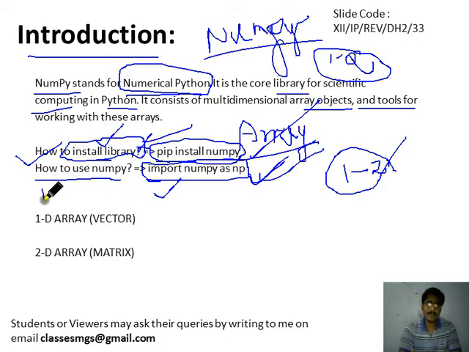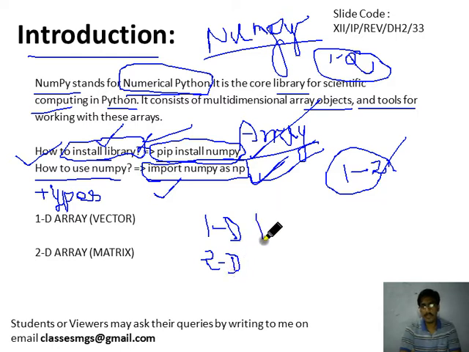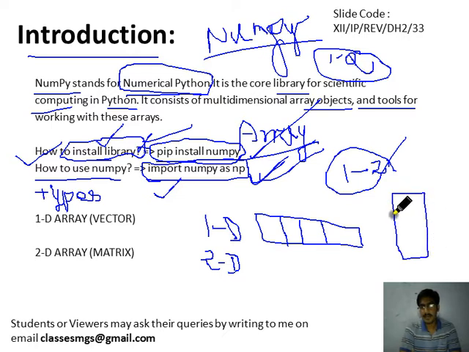Now we will see the types of the Numpy array. So Numpy array basically has two types. One is one dimensional and another is two dimensional. One dimensional means it has only one dimension, like this. It will either have one row and multiple columns, or it might have one column but multiple rows. So these two structures are examples of the one dimensional Numpy array.